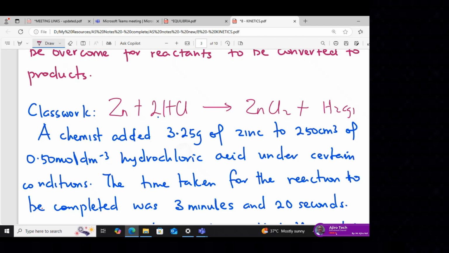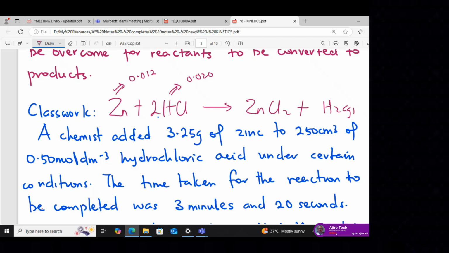Let's say the mole of zinc you calculated is 0.012 and the mole of acid is 0.020. What will be the mole of hydrogen produced and how do you get it? I'm waiting. We use the ratio 1:1. Tell me what is the mole of hydrogen?